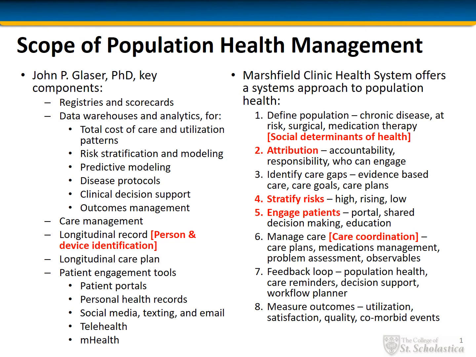1. Define population, chronic disease at risk, surgical, medical therapy. Attribution, accountability, responsibility, who can engage. Identify care gaps, evidence-based care, care goals, care plans. Stratify risks, high, rising, low.